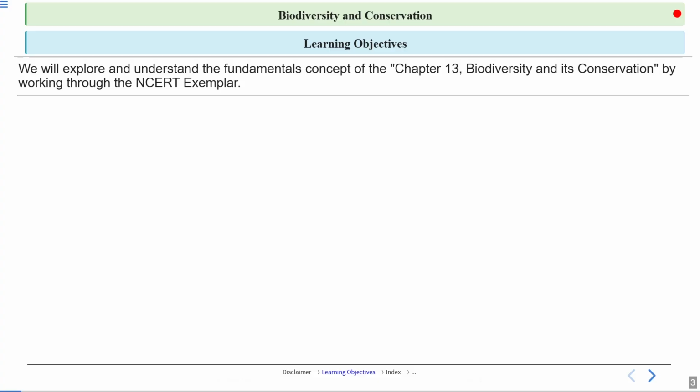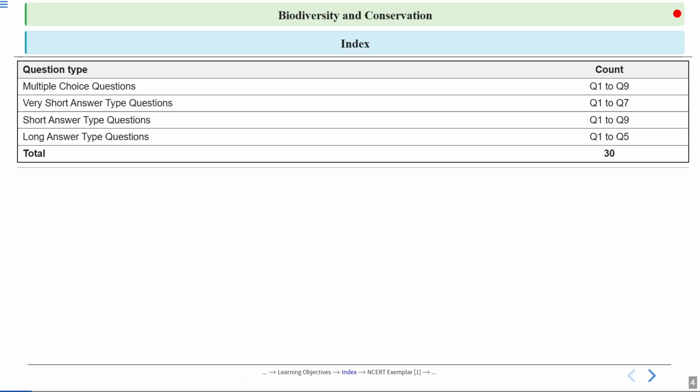So today we'll be discussing the basic concepts related to the chapter Biodiversity and Conservation by working through NCERT Exemplar questions. These questions are based on some concepts. We'll discuss these concepts by discussing these Exemplar questions. These questions have been divided into the following categories: multiple choice questions, very short answer type questions, short answer type questions, and long answer type questions.